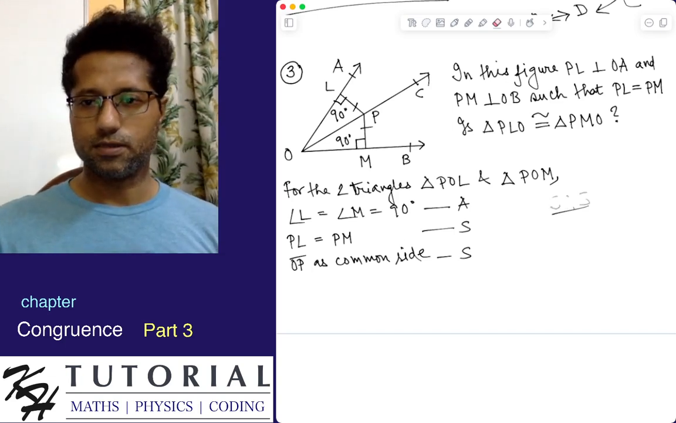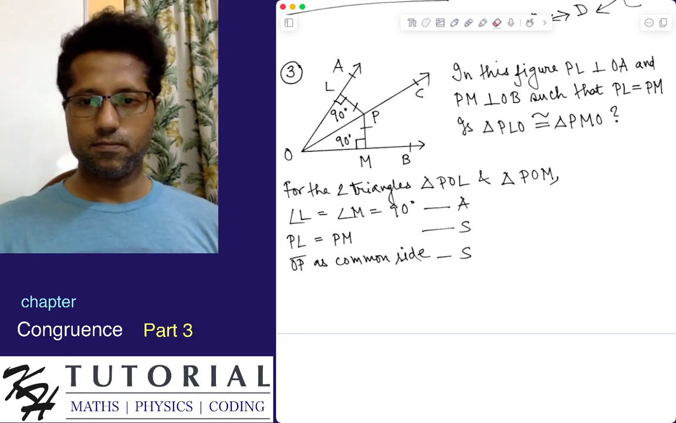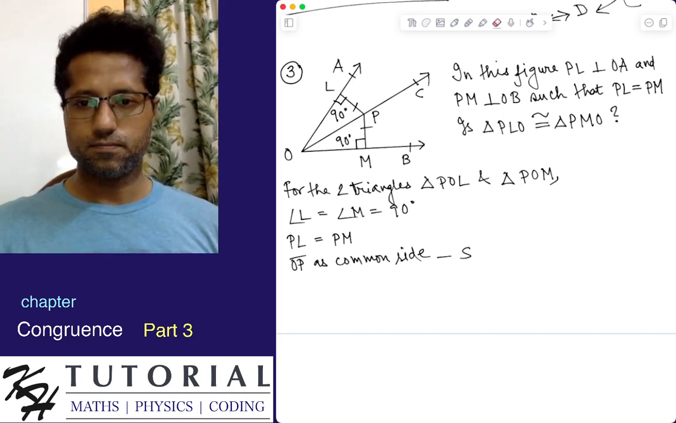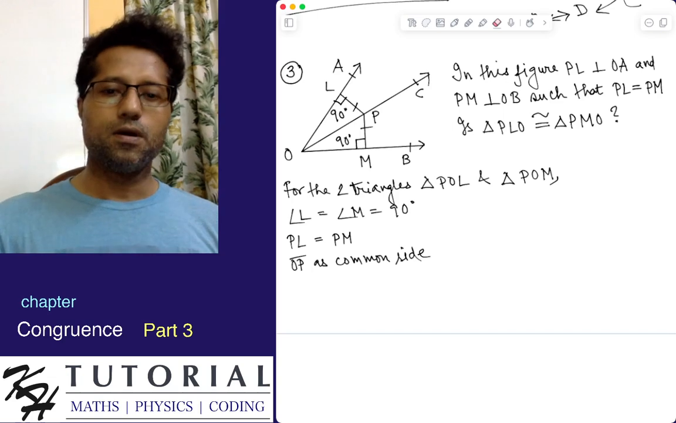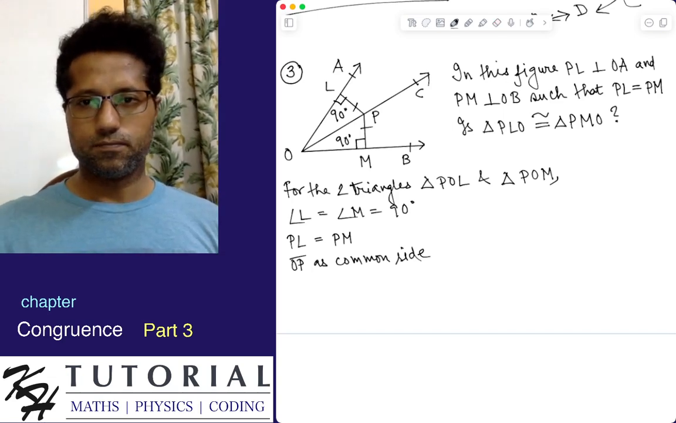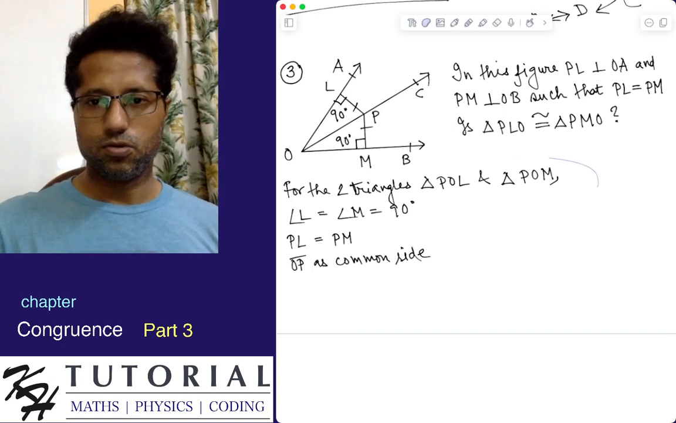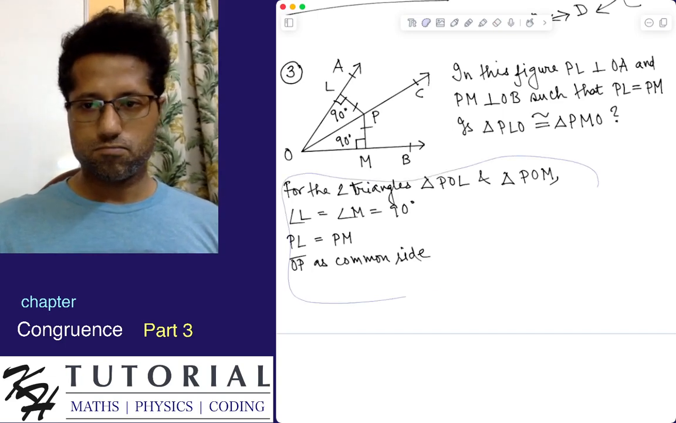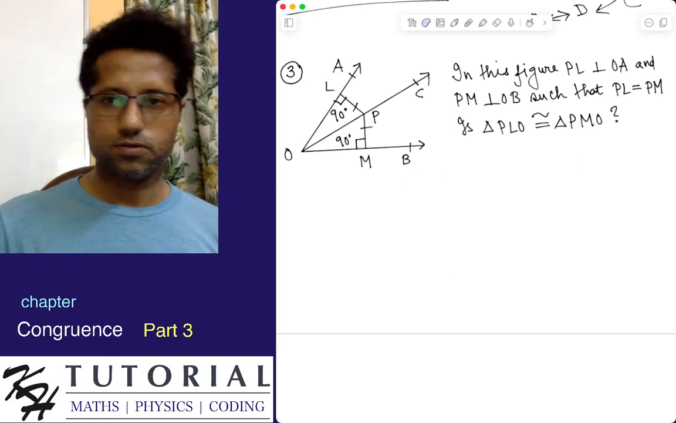I just forgot that. So this should not be discussed. Now, for the two, actually this whole thing is not the correct way of solving.